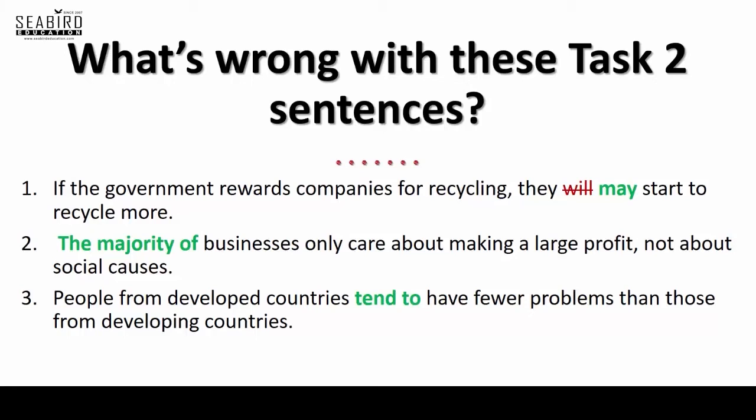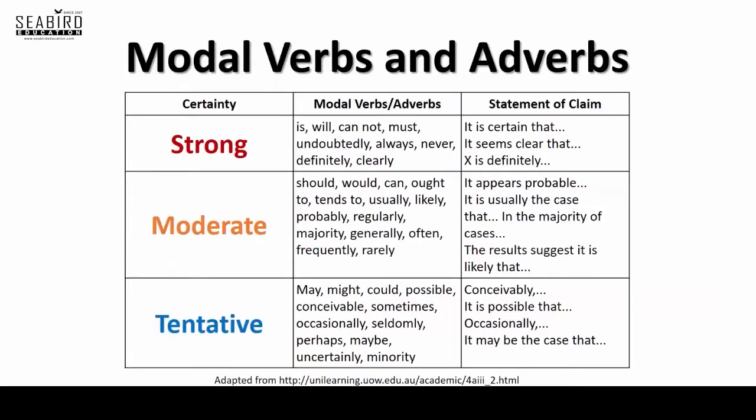Let's take a look at a chart listing different modal verbs and adverbs. On the left column, we have degrees of certainty: strong, moderate, tentative. In the middle column, we have modal verbs and adverbs, and on the right column, we have statements of claim that you can use as well. Take a quick look at this before we move on to your homework for today.